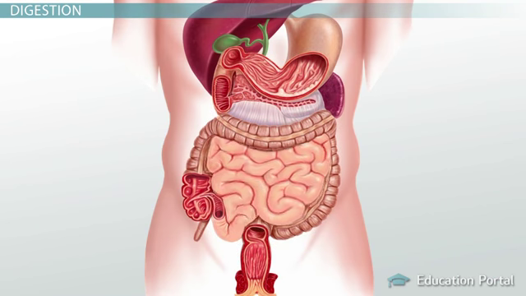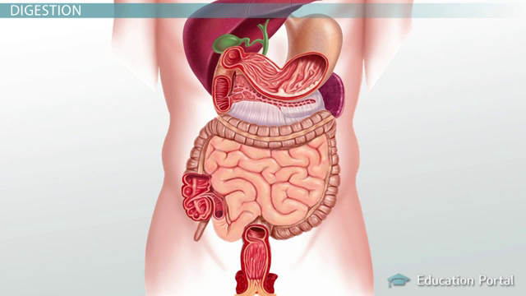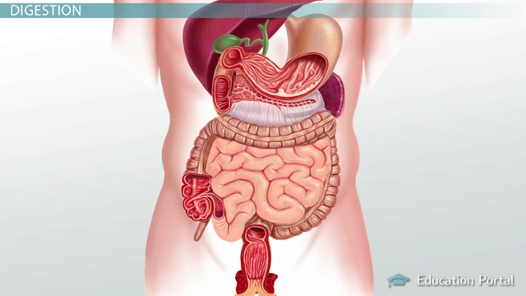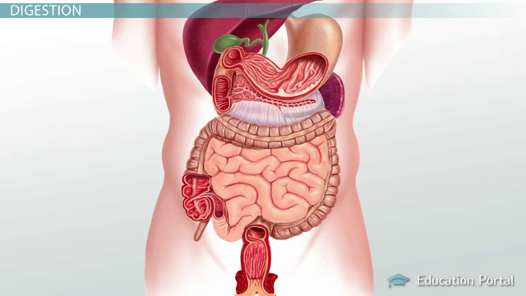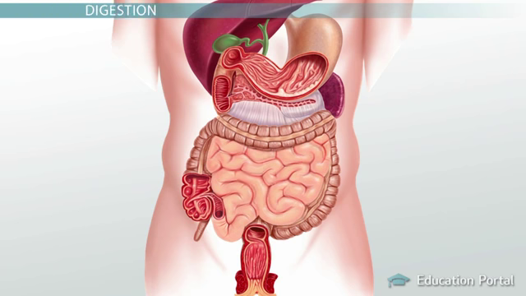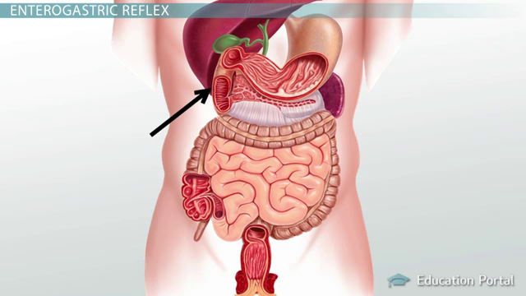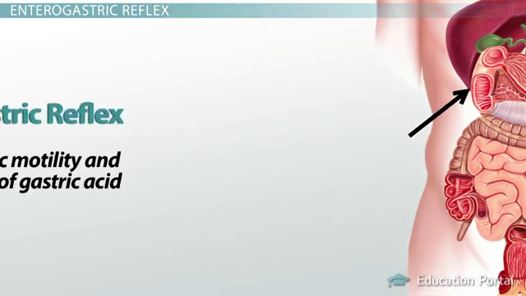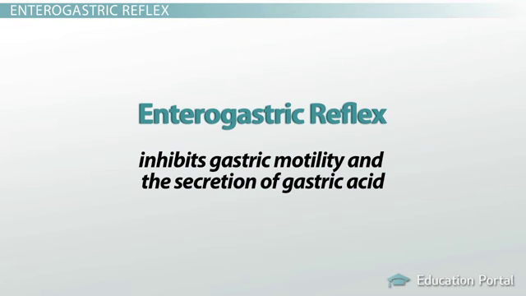However, this is not the only mechanism by which the digestive system regulates the flow of chyme through this section of the digestive tract. There is also an important reflex that kicks into gear. When the first part of the small intestine is filled with chyme, its wall is stretched. We also see that the presence of chyme in the small intestine makes the environment acidic due to the acid secretions from the stomach. Now, these factors trigger the enterogastric reflex. The enterogastric reflex inhibits gastric motility and the secretion of gastric acid.